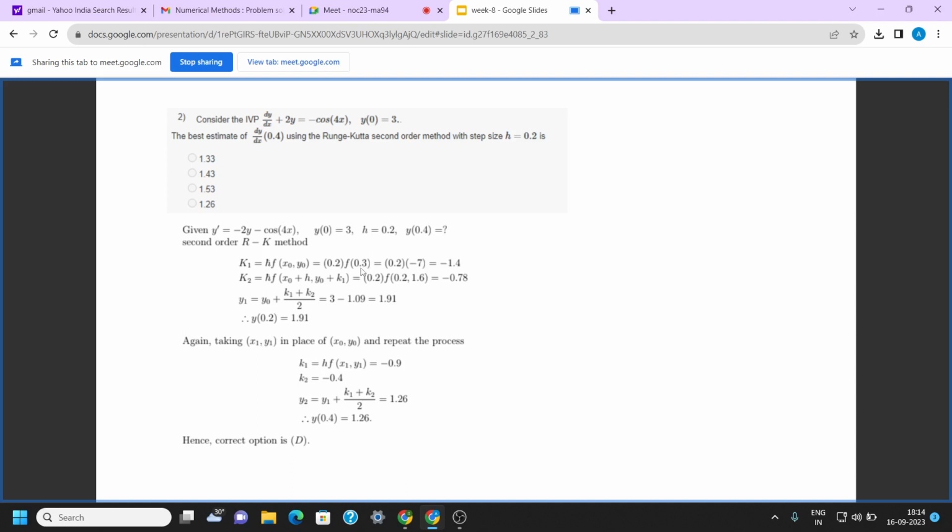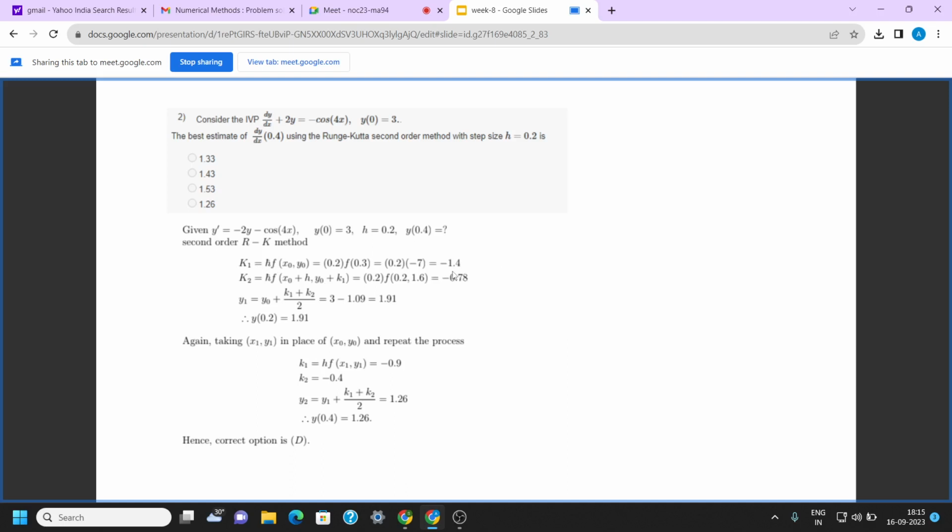Fine. Now so f of 0, 3 will be what? When you substitute it, you will get 0.2 times minus 7, okay? It should be 0 comma 3. Fine. Here it should be 0 comma 3. So when you calculate f of 0 comma 3, you will get minus 7. Okay, that will be equal to minus 1.4. So in this way you will get k1, that is minus 1.4.